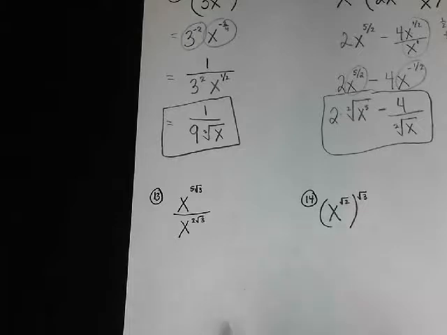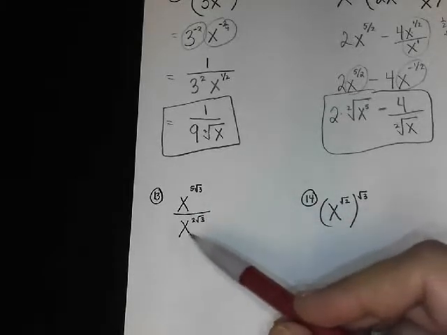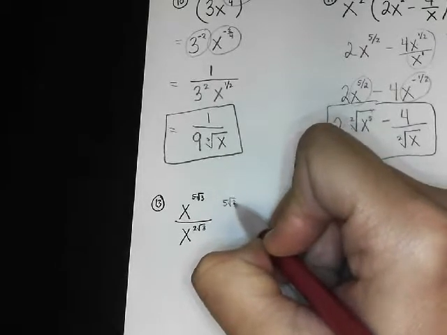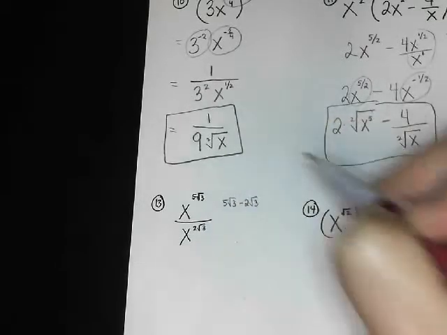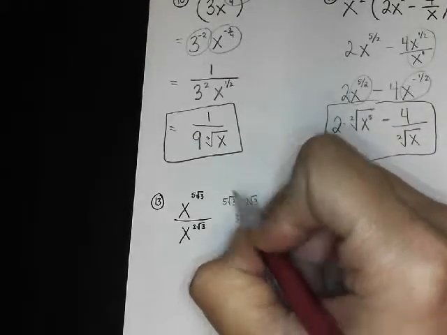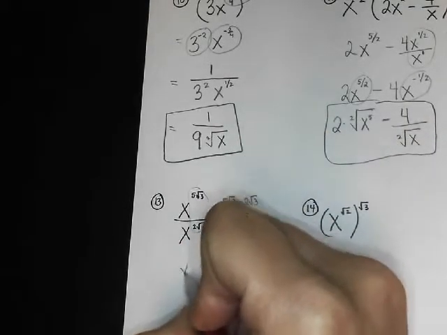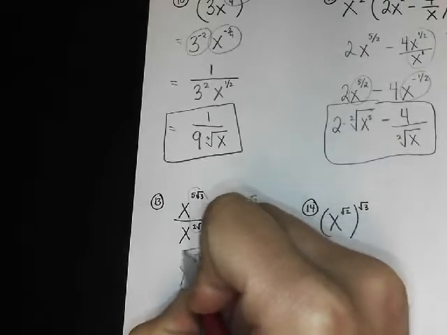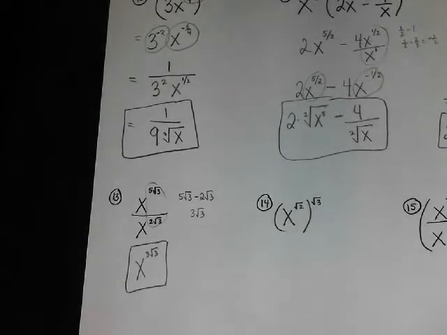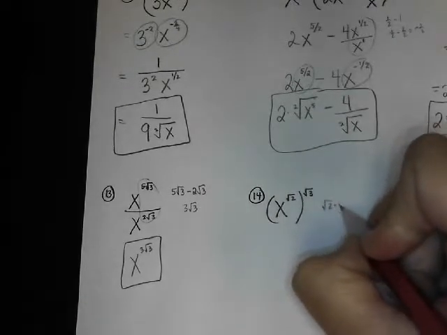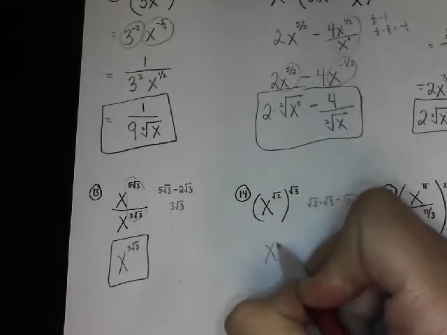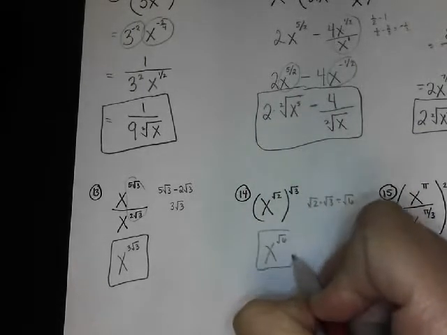Okay, a little bit back to the basics. Common bases being divided, we subtract. We just have to think about what is 5 root 3 minus 2 root 3. 5 root 3's minus 2 root 3's is 3 root 3's. So when I subtract these, I get x to the 3 root 3. Okay, here power to power we multiply, so we have to remember root 2 times root 3 is just root 6. So this is going to be x to the root 6 power.